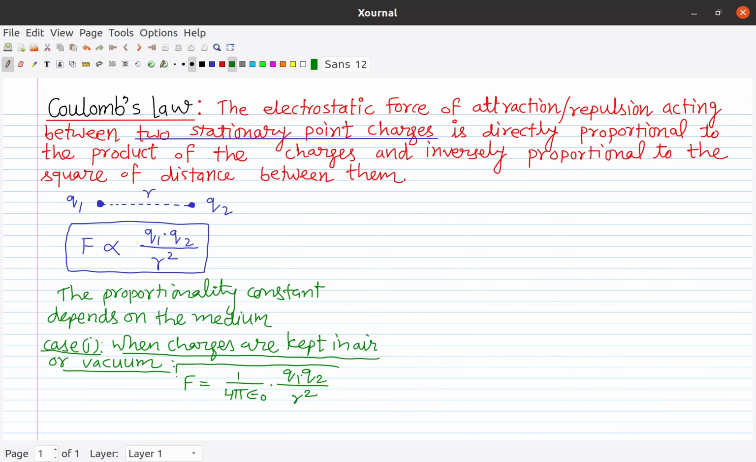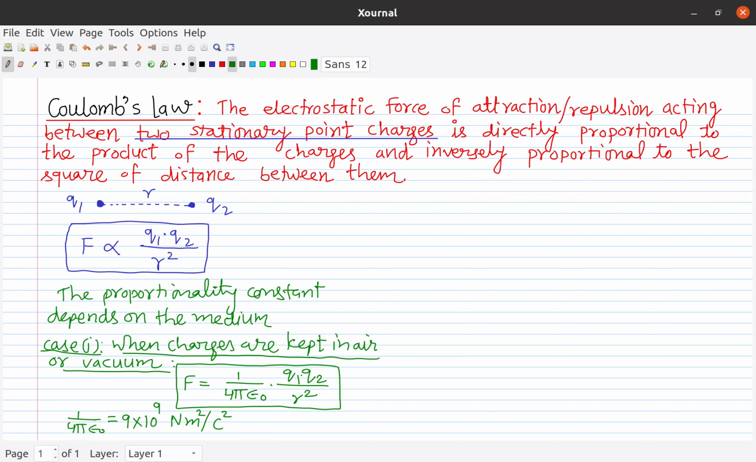And why did I say the force is maximum? Two charges repel or attract each other with a maximum magnitude of force when they are kept in air or vacuum. In any other medium, the force will get reduced. Here this proportionality constant I have written as 1 over 4 pi epsilon naught. Its total value is 9 into 10 raised to the power 9. If you want to be precise, it is 8.99 into 10 to the power 9, and the unit is Newton meter square per Coulomb square.